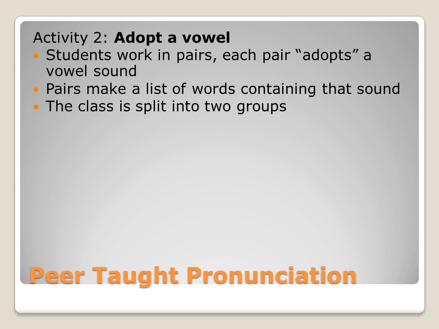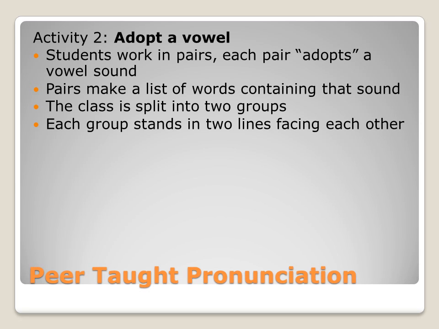Then split the class into 2 groups. So as they work in pairs, before you split them up, you're going to need to make sure that each student has their same list of words, because you're going to split the students up. So one member of each pair is going to go into one of the 2 new groups. And now, within each of the 2 groups, the students are going to stand in 2 lines facing each other. So one student will be standing across from another student in kind of a long line.